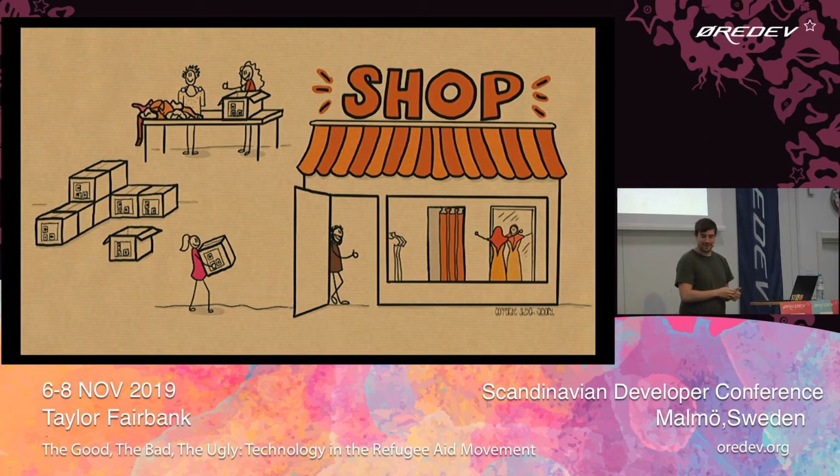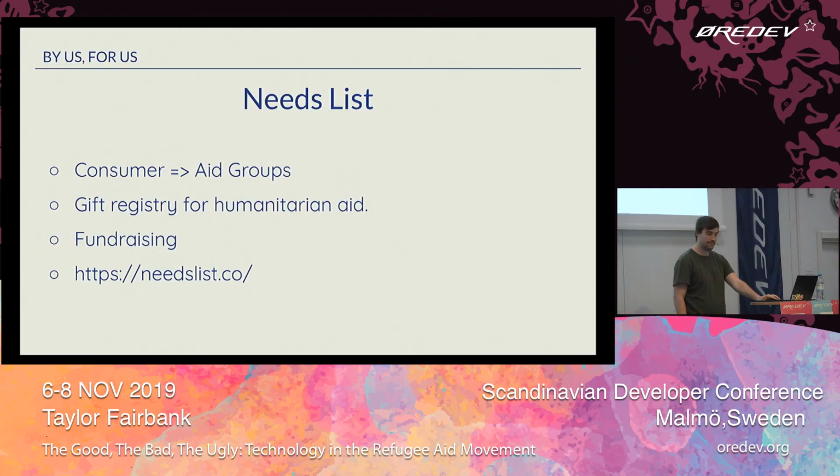So that's an example of how you can see all the labels on the boxes, and you'd scan it, bring it over to the free shop, and then people would be able to find items that they want.